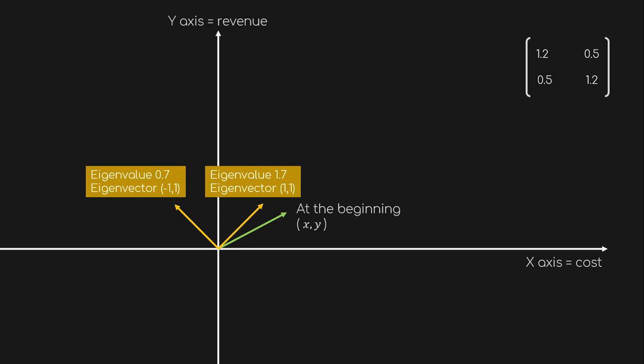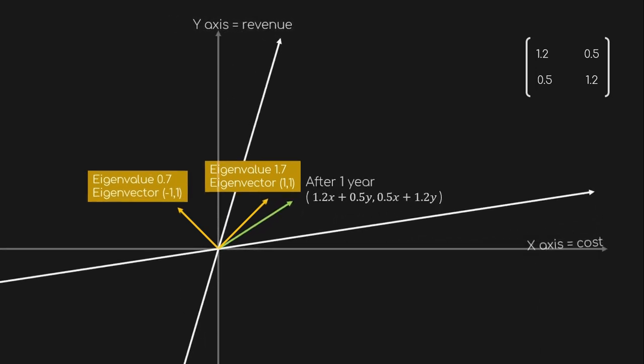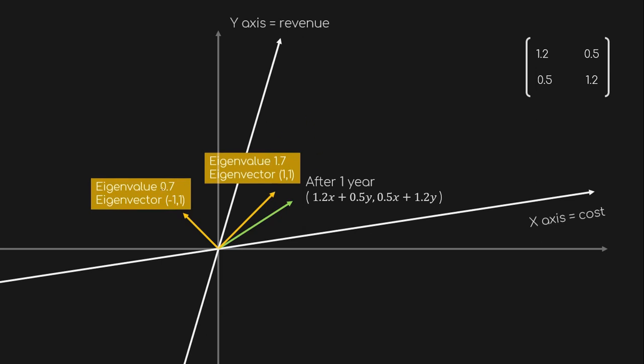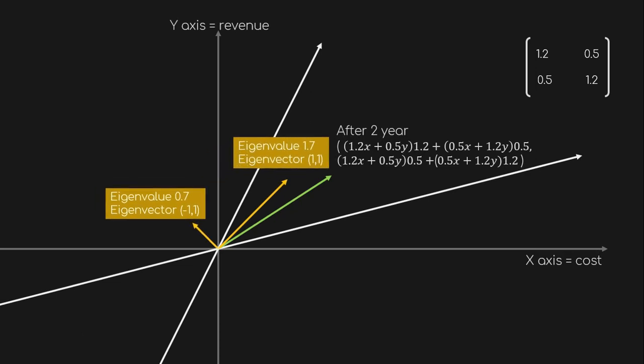So we have our eigenvector (1, 1), with the corresponding eigenvalue 1.7. We have the eigenvector (-1, 1), which has the corresponding eigenvalue 0.7. So let's see what happens. Let's do the simulation again and see what happens to these vectors. After 1 year, the eigenvectors are just going to be scaled up in the case of this one and scaled down in the case of this vector. So that's all that happens. And in the second year, this eigenvector is going to be scaled up by a factor of 1.7 again, and this one is going to be scaled down by a factor of 0.7 again.